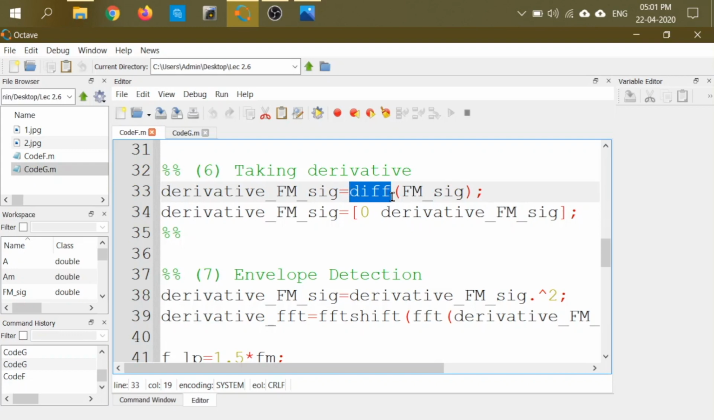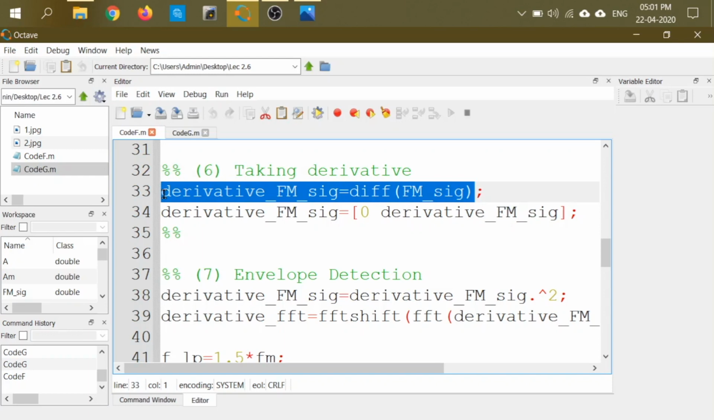Now this diff command will differentiate your signal in such a manner that it will take the difference of two consecutive terms, right? So if it is calculating the value of the first term as derivative, it will subtract the first term from the second term and it will give you an answer. Similarly, for the second term, it will subtract the second term from the third term and give you an answer, right? That's what we mean by differentiation, and since we have a discretized version of the signal, here we have the derivative of the signal.